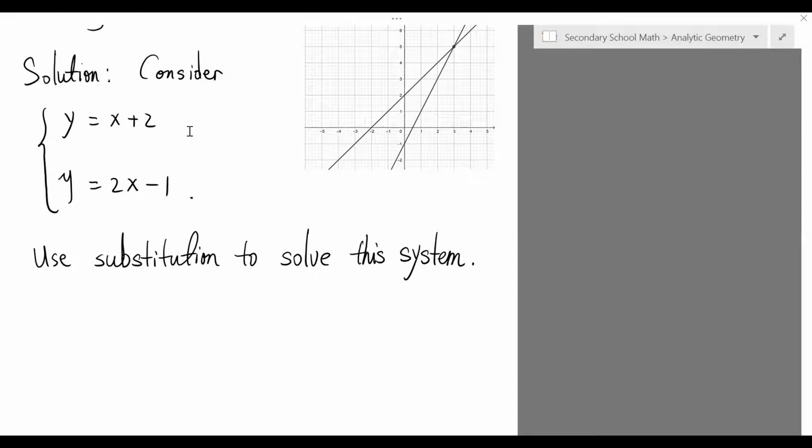Hence, we will reduce the problem to the following equation, which says that 2x minus 1 is equal to x plus 2. And manipulating this equation a little bit, we end up with x equal to 3 simply by moving the x to the left-hand side and the constant negative 1 to the right-hand side. So we end up with x equals 3.